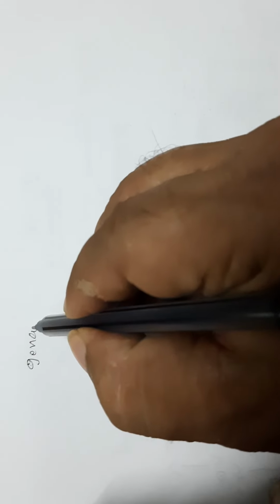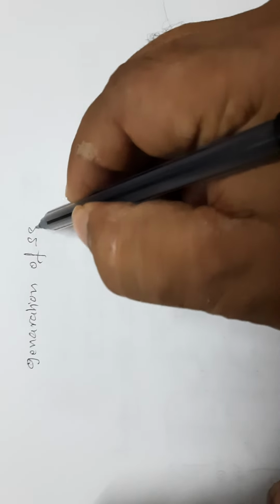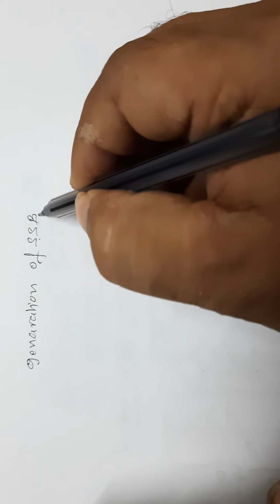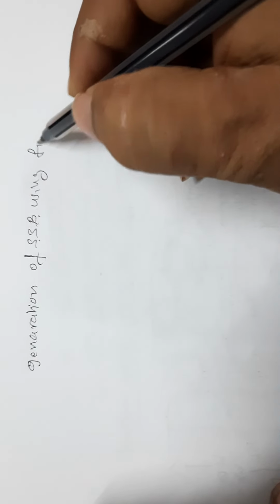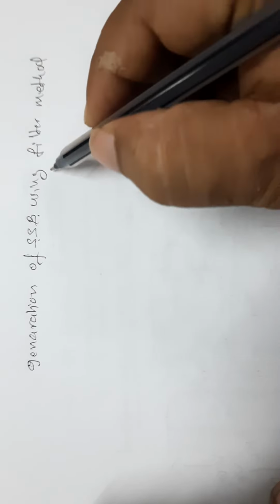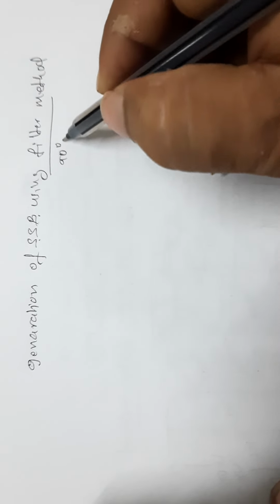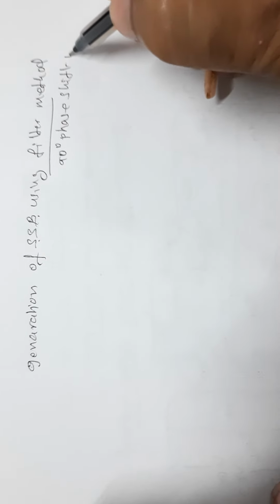So, in this PPT, we are going to discuss the generation of SSB, single sideband, using the filter method. The filter method is also called the 90-degree phase shift method, or phase shift method.